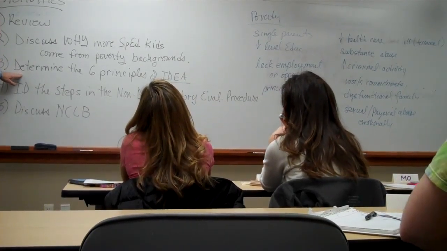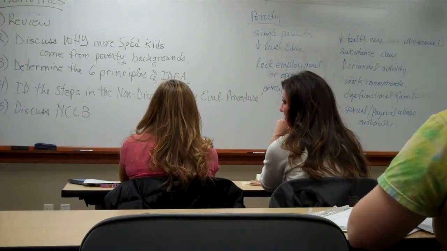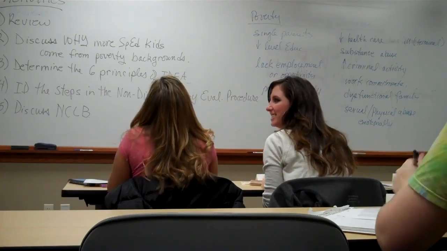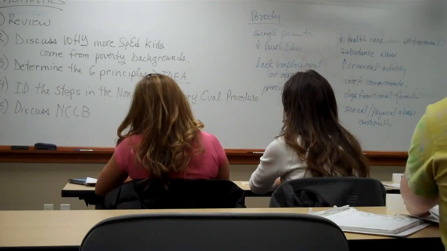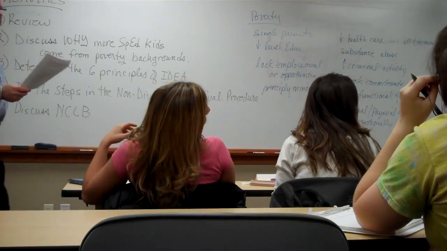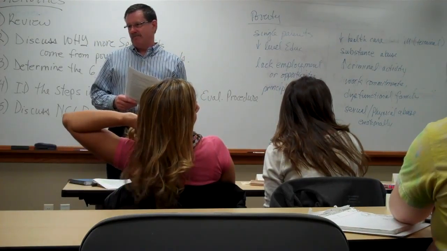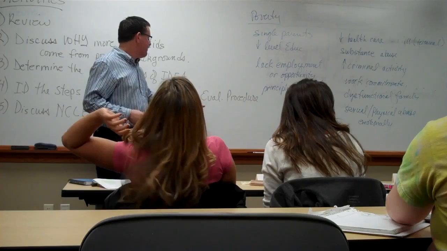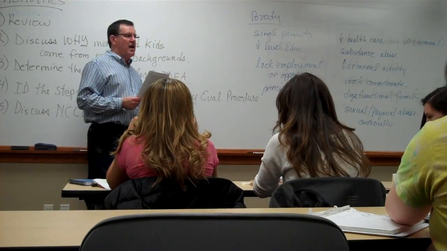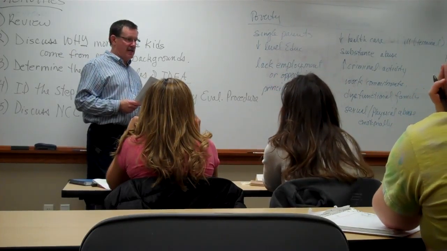Okay, let's talk about the 6 principles of IDEA. They are on page 3. The first one is what's called zero reject. That means, according to this federal law, that no student will be denied a free public education and the disability or the services that they need.